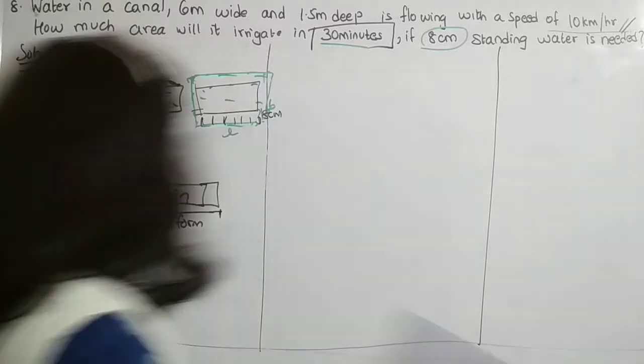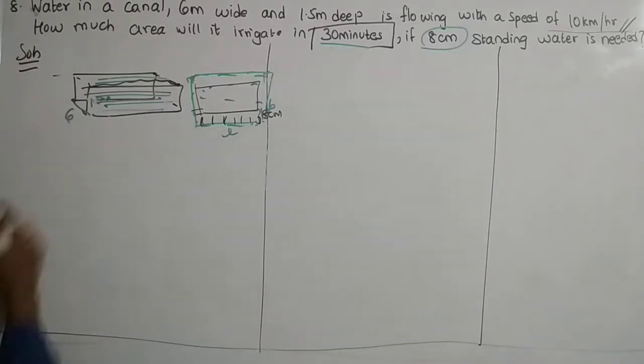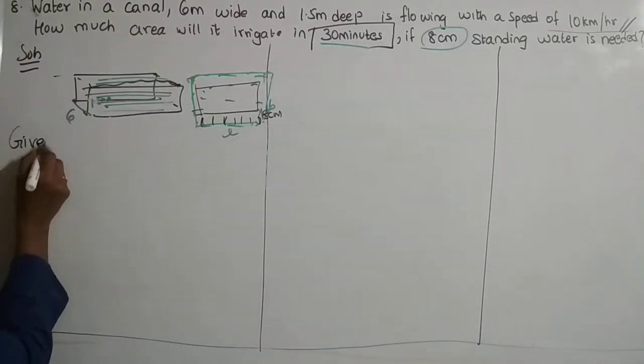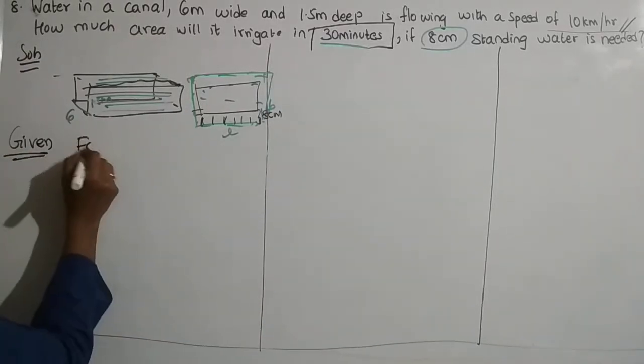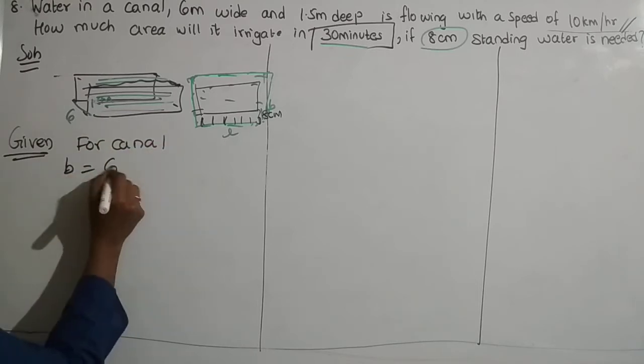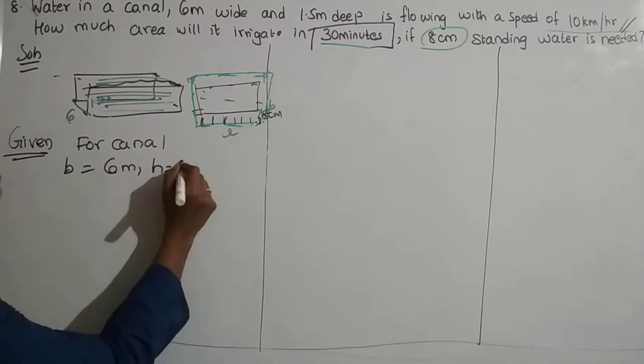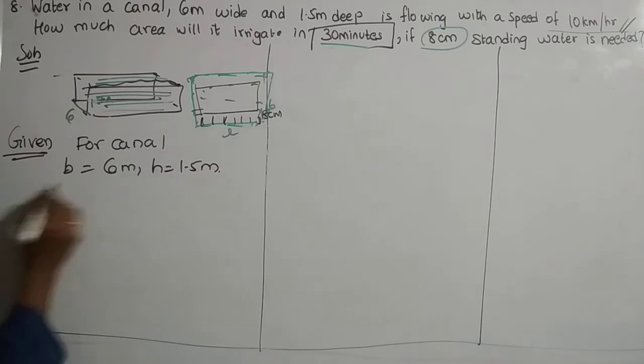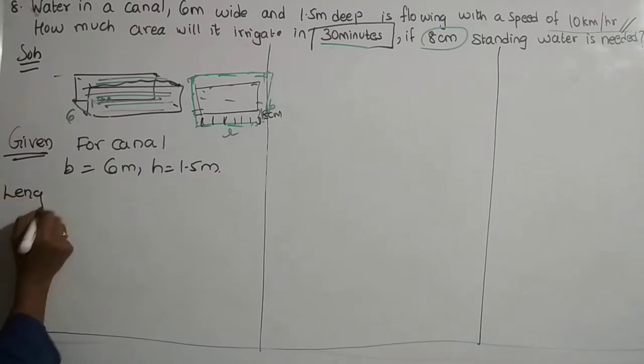Correct? So let's first write what is given. Here, students, for the canal we know B is given as 6 meter and height is given as 1.5 meter, correct? Now here it is given the length of the flow of water.